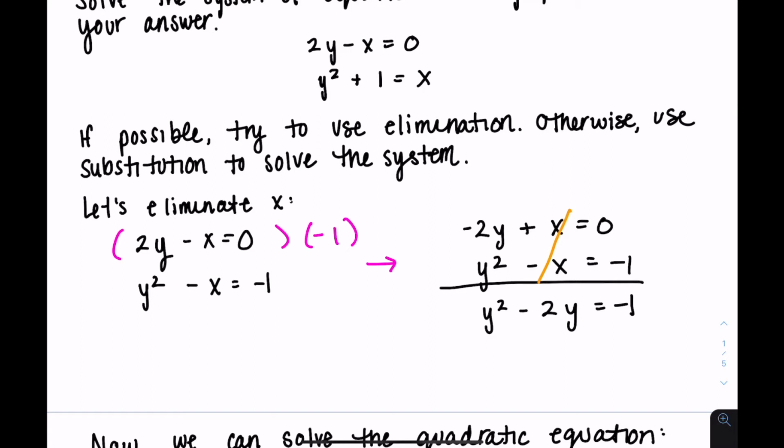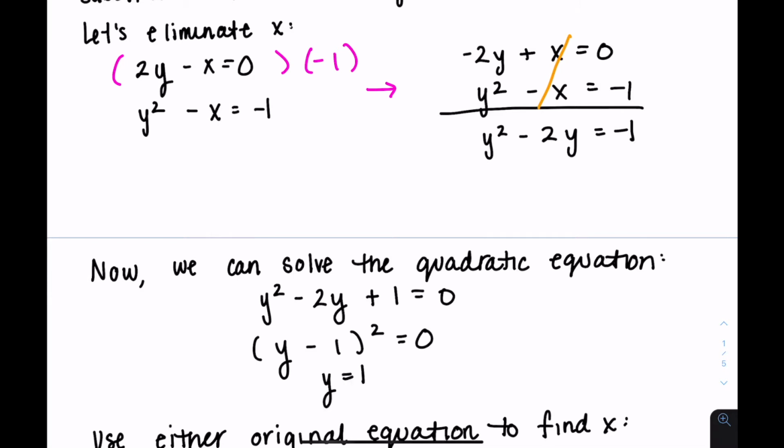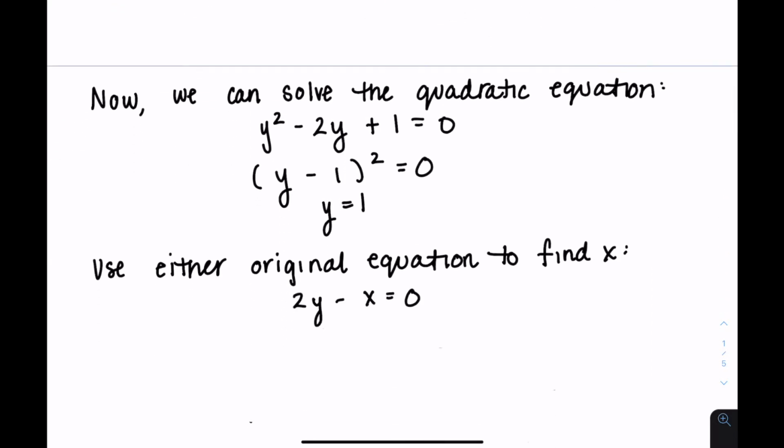So this led me to a quadratic that I now need to solve for my y values. So we can solve this quadratic equation. Add that 1 over to the other side. It factors really nicely. And then I get a single y value that solves this resulting equation. Now to find x, you can use either equation to go back and do that. But I'm going to go ahead and just pick this first one. 2y minus x needs to equal 0. Plug in that y has to be 1, and you end up with x equaling 2. So I found a single point where these two intersect.